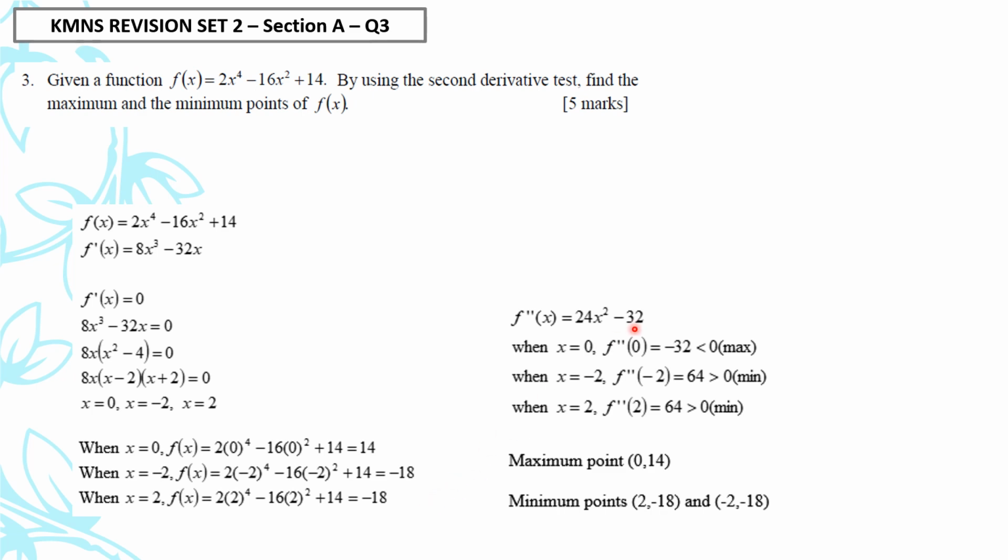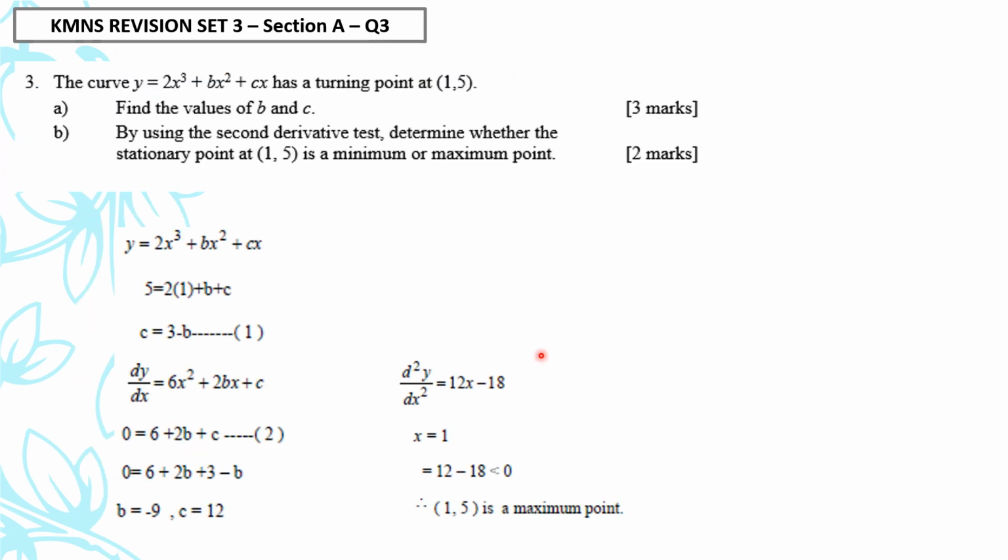So using the second derivative test again, we check whether it is maximum or minimum. Since for x equals 0, it gives a negative value, so it's a maximum point. For x equals negative 2, your second derivative is positive, meaning that it's a minimum point. And when x equals 2, your second derivative is positive again, which shows it's a minimum point. So there will be 1 maximum point and 2 minimum points in your f(x) here.